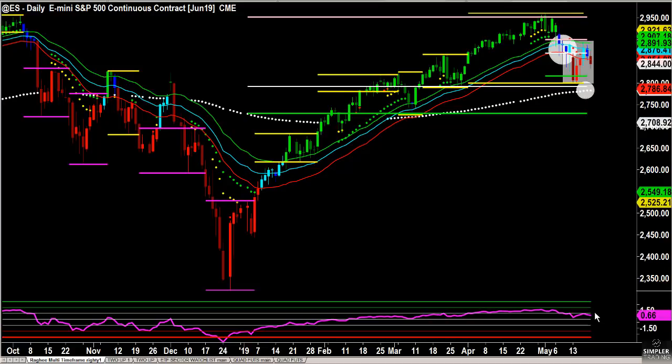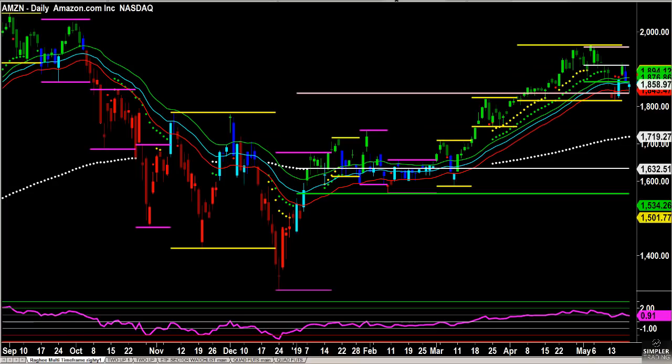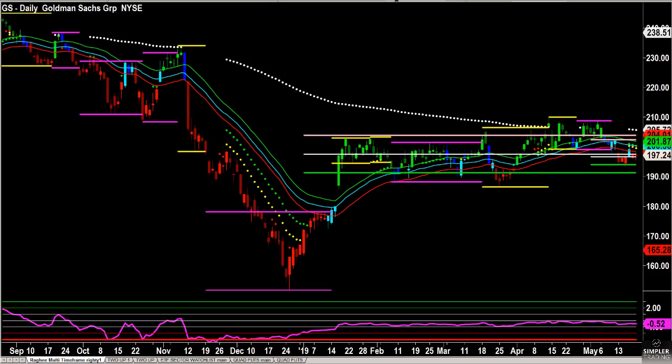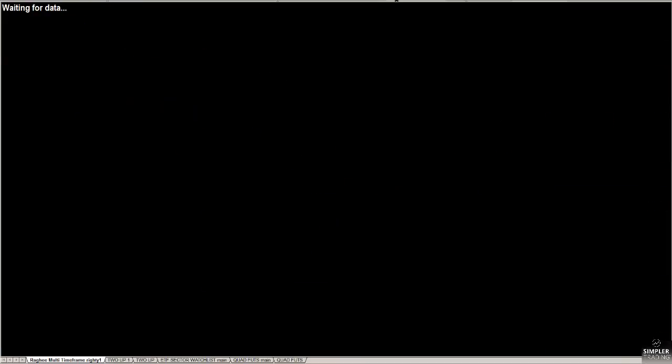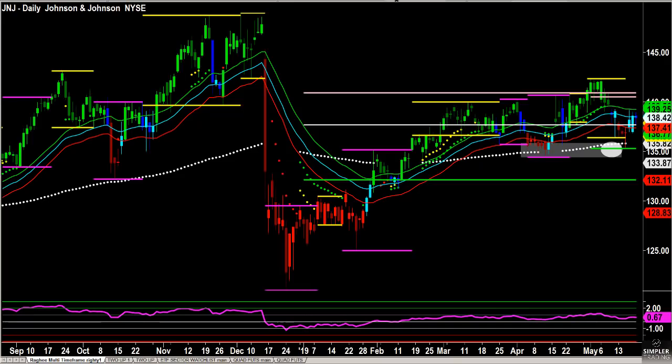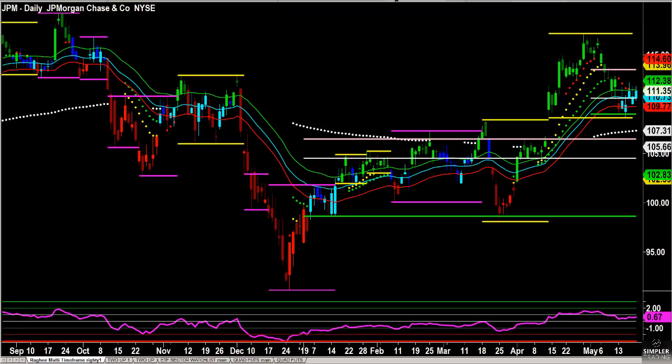In that meanwhile of having nothing to do and dealing with the chop, and this isn't just on the ES, gang. This is in a number of markets. I mean, take a look at Amazon. Very similar look, right? Look at the red and the blue and the green. What else can we find this on? Take a look at something like Goldman Sachs, heavily weighted within the Dow. Take a look at Johnson & Johnson. Right? What else do we have? Take a look at JP Morgan, heavily weighted within the S&P. So you can see this transition.